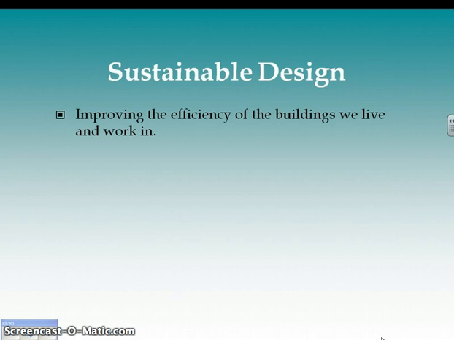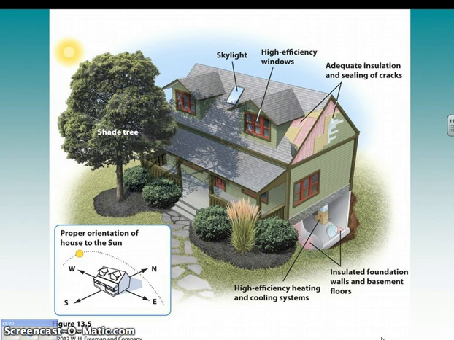The second part of today is sustainable design. Sustainable design has to do with improving the efficiency of the buildings we live and work in. If we take a look at this picture, this is a home that incorporates a lot of methods of sustainable design. This sustainable building incorporates solar orientation as well as some landscaping features, as well as insulated windows, walls, and floors.